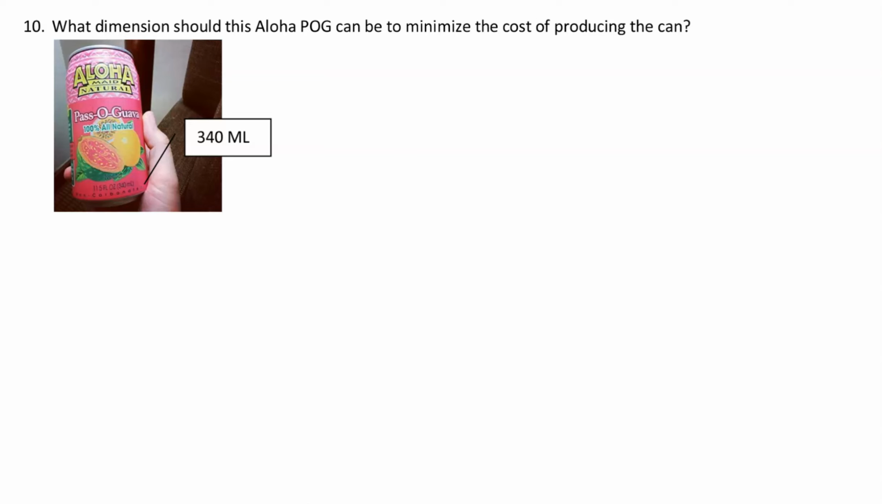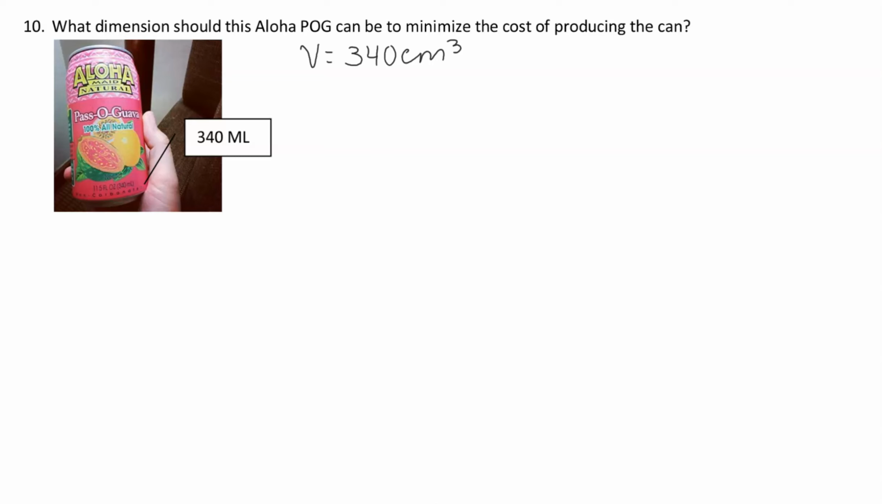Hey class, this is an optimization problem. One of the things that we want to know right before we even start the problem is that 1 milliliter is the same as 1 centimeter cubed. So what this is saying is that the volume of this pop can is 340 centimeters cubed. That is our restriction.